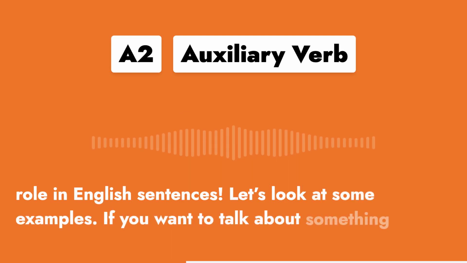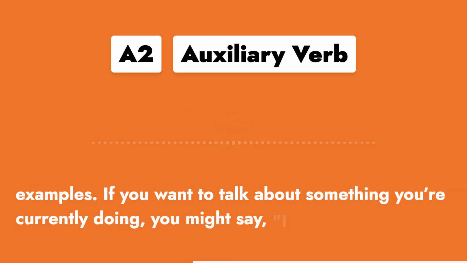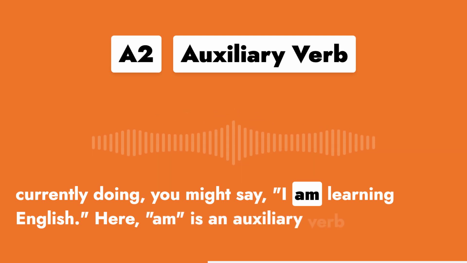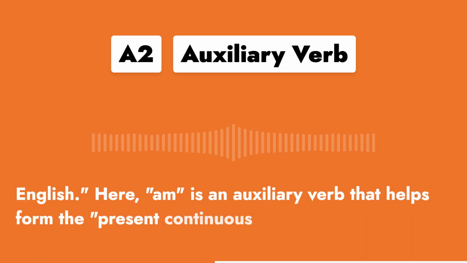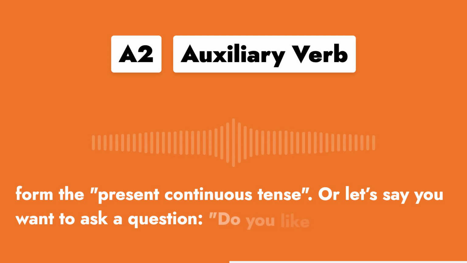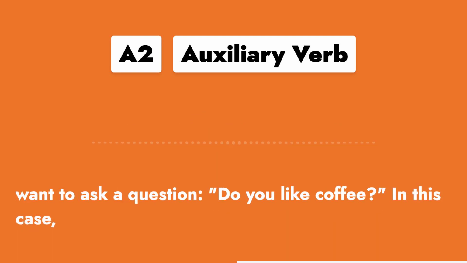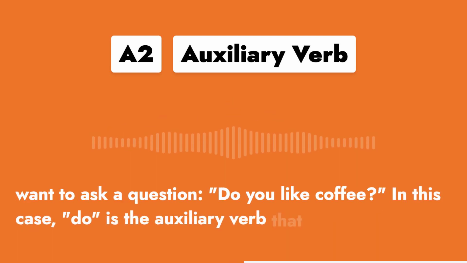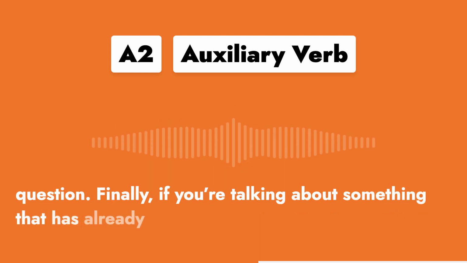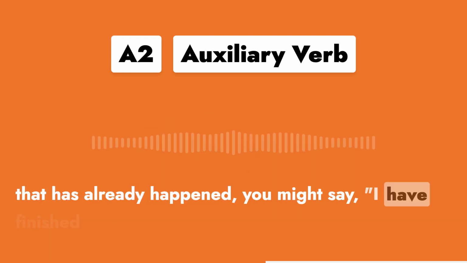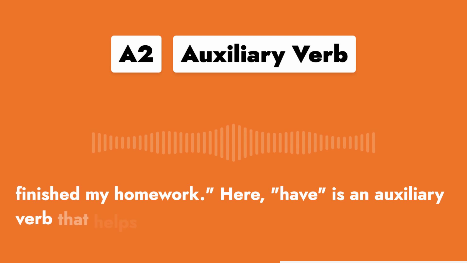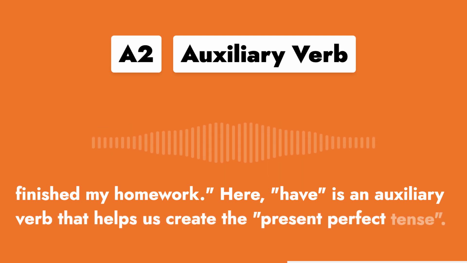If you want to talk about something you're currently doing, you might say, "I am learning English." Here, "am" is an auxiliary verb that helps form the present continuous tense. Or let's say you want to ask a question. "Do you like coffee?" In this case, "do" is the auxiliary verb that helps us form the question. Finally, if you're talking about something that has already happened, you might say, "I have finished my homework." Here, "have" is an auxiliary verb that helps us create the present perfect tense.